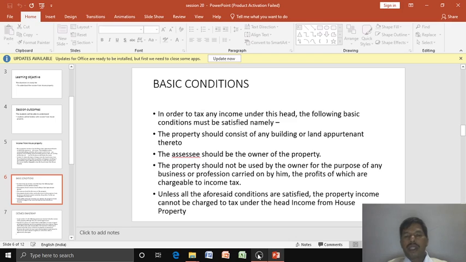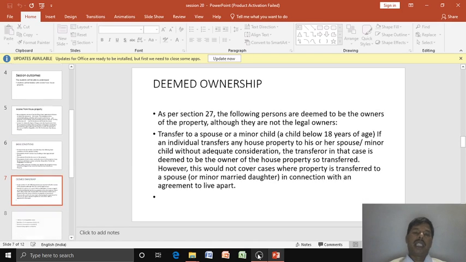Unless all the above conditions are satisfied, the property income cannot be charged to tax under the head income from house property. So the basic condition to charge tax on house property is any building of which the assessee is the owner and which is not used by the assessee for carrying out his own business or profession, right? Then only it can be charged.